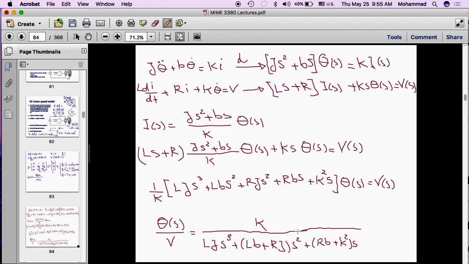Okay, so what is the order of the system? Third order. You can see that also from the transfer function. Please check the math. If I missed anything, let me know.